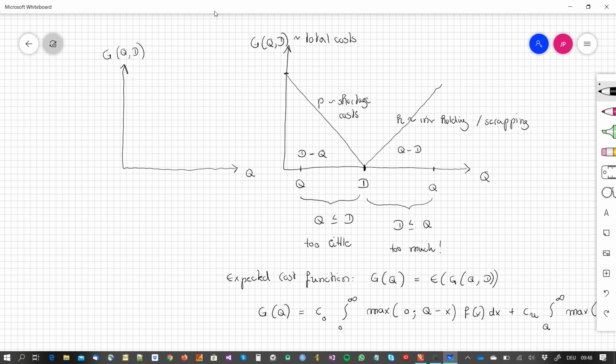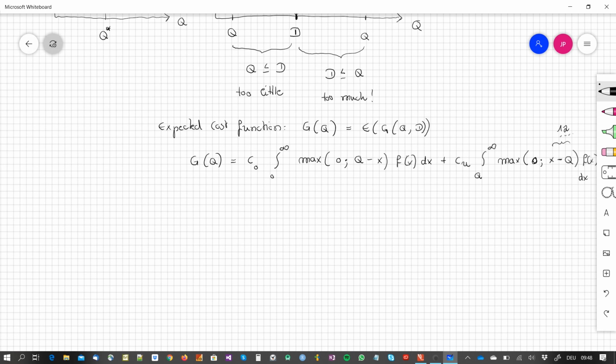But the cost function will have a curve as follows. It will look something like this. And then, of course, we want to order the Q that minimizes the costs. So this is where we find our optimal order quantity. And that would be the differentiation. We differentiate, of course, the cost function with respect to Q. And then we apply the rule of Leibniz. So this is then f(Q) multiplied by the overage costs minus the underage costs.